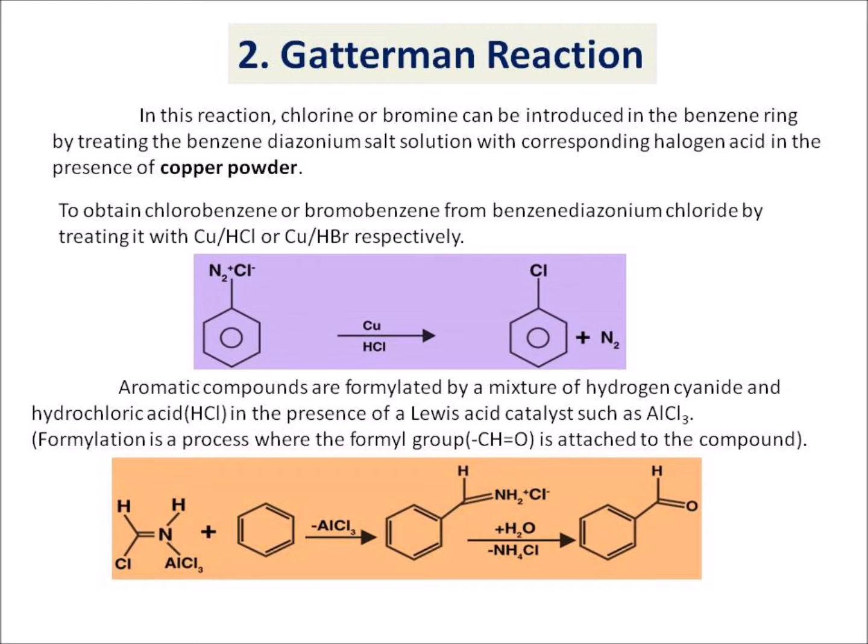Aromatic compounds are formylated by a mixture of hydrogen cyanide and hydrochloric acid in the presence of a Lewis acid catalyst such as aluminum chloride. What is formylation? It is a process where the formyl group, that is CH double bond O, is attached to the compound.